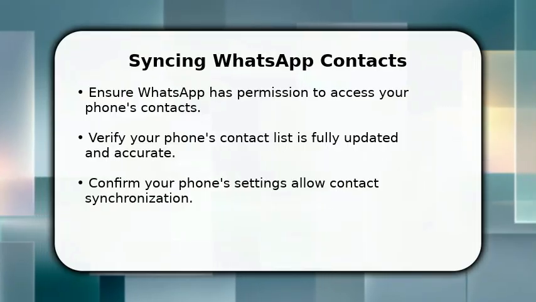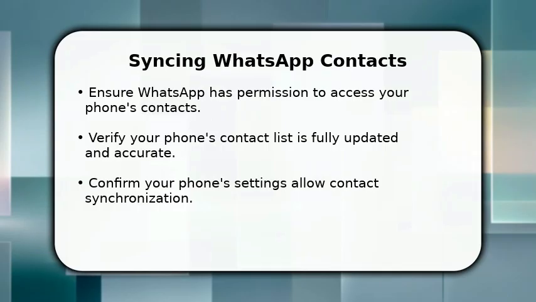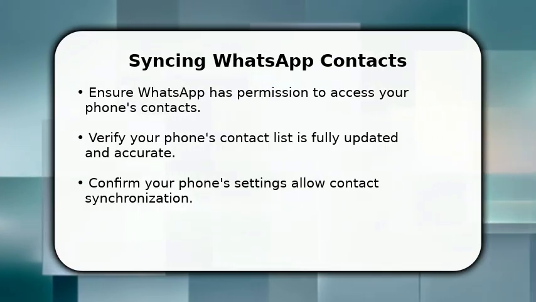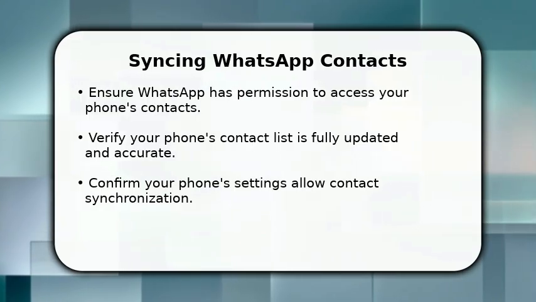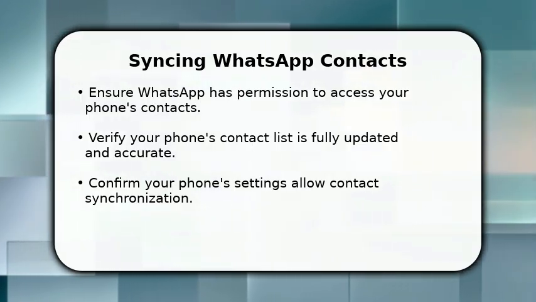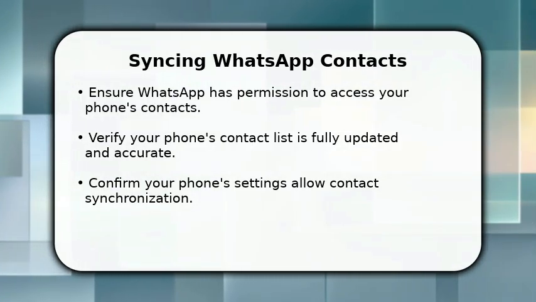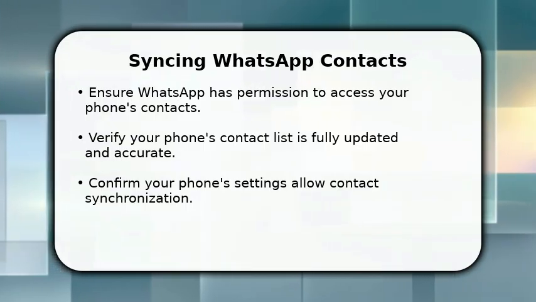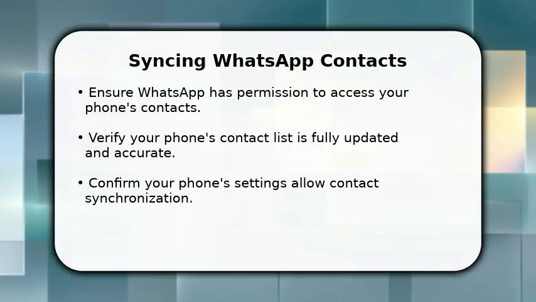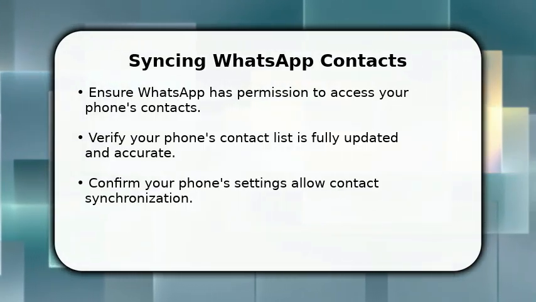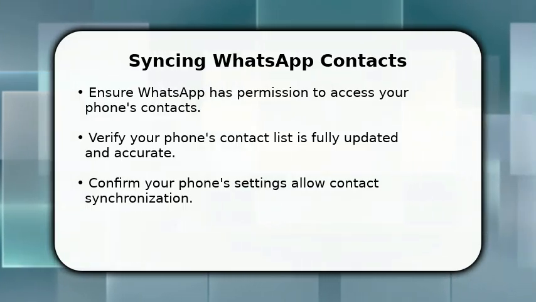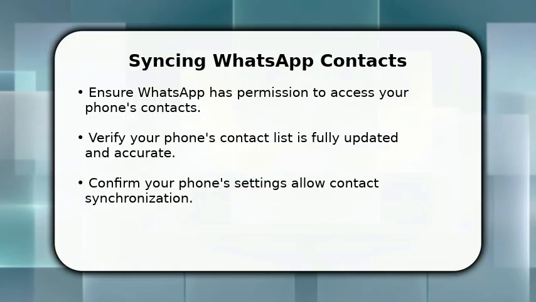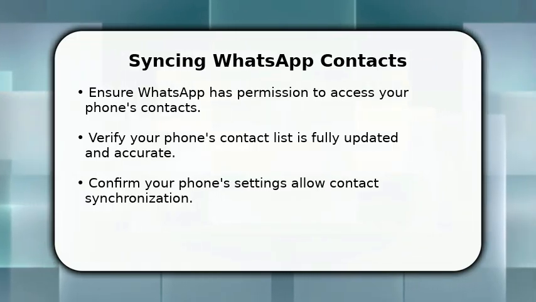In this video, I will explain how to sync WhatsApp contacts with phone contacts. First, let's ensure WhatsApp has the necessary permissions. Go to your phone settings and check app permissions for WhatsApp. Make sure your phone's contact list is current and all desired contacts are saved correctly. This foundational step is crucial for a smooth synchronization process. We will cover more specific steps in the next slides.